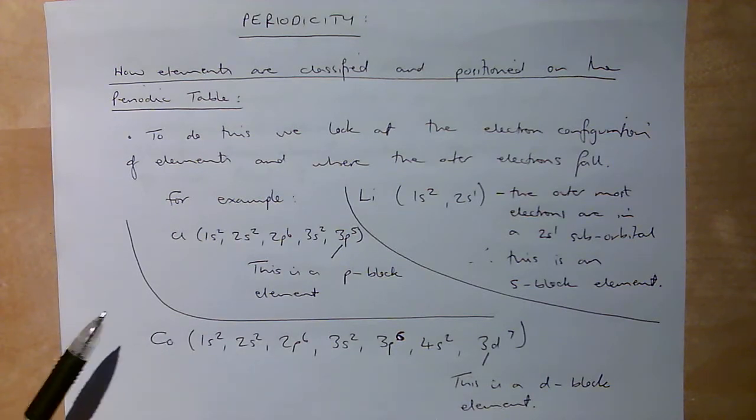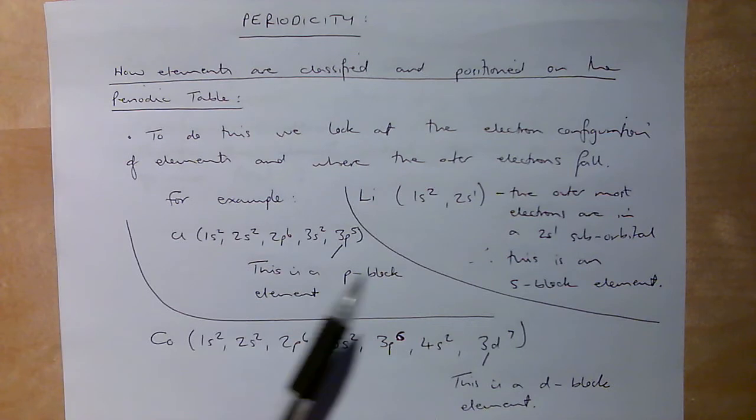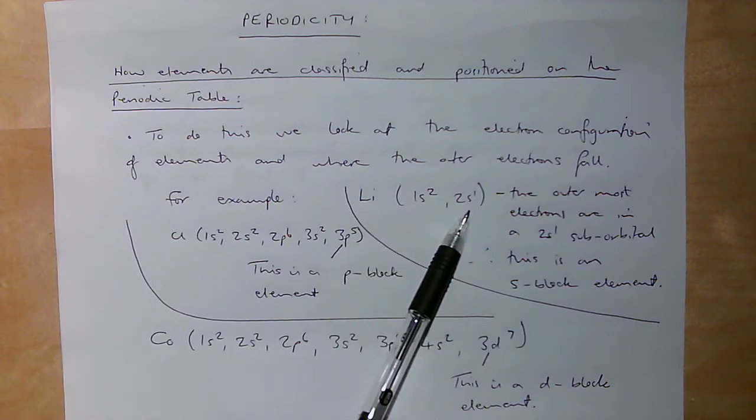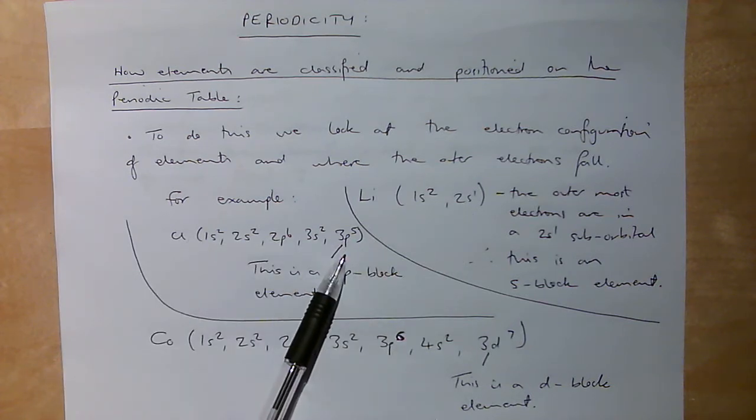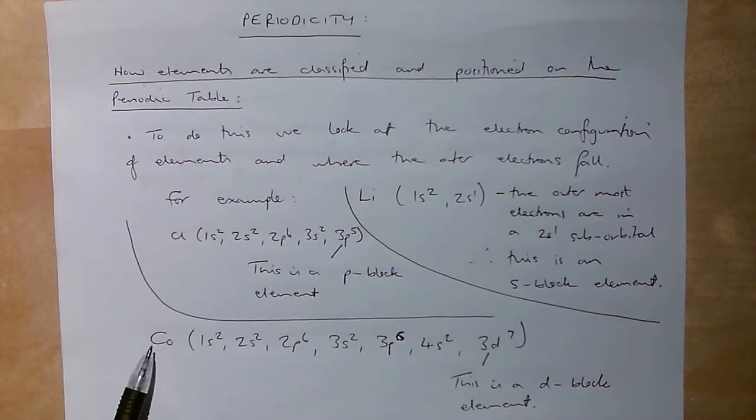So we classify elements on the periodic table into s, p and d block elements depending on which suborbital their outermost electrons lie in. So lithium, the outermost electrons lie in a 2s1 suborbital, therefore it's an s block element. Chlorine, its outermost electrons lie in a 3p suborbital, therefore it is a p block element. Cobalt, its outermost electrons lie in a 3d suborbital, therefore it is a d block element.